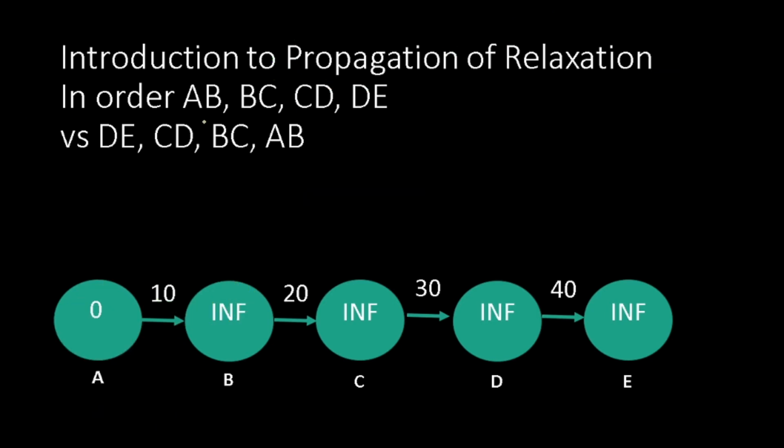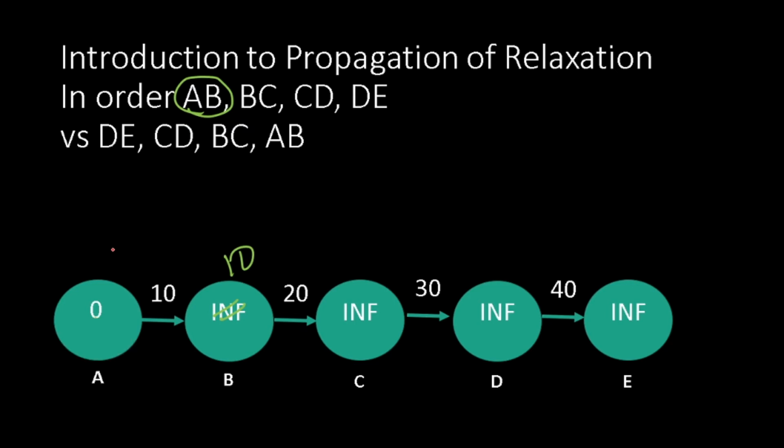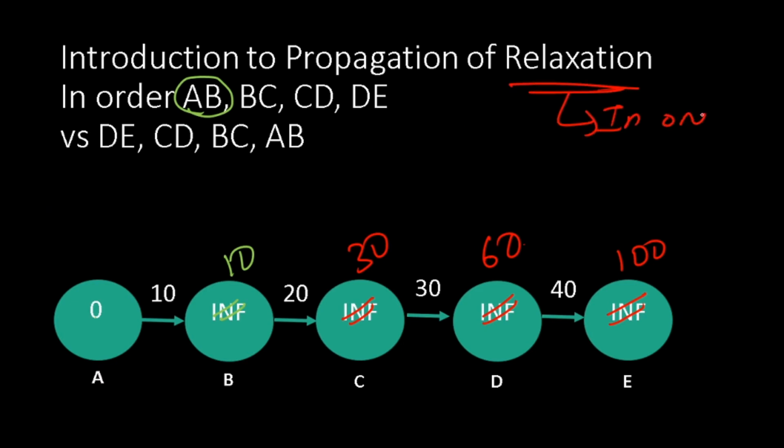So let us take two orders. Let us relax edge AB first. When you relax edge AB, 0 plus 10 versus infinity, this becomes 10. Just follow what I'm doing, and it will make a lot of sense by the time we are done with this slide. 10 plus 20 is less than infinity, so we relax it to 30. 30 plus 30 is less than infinity, so we relax it to 60. 60 plus 40 is less than infinity, it is 100. So we relax it. So we could relax all our edges in one stroke.